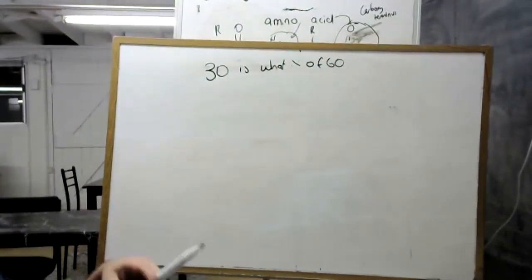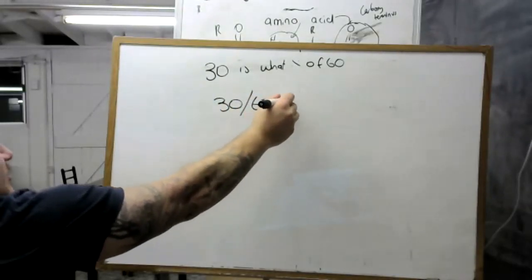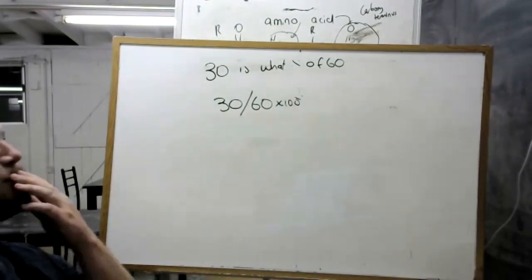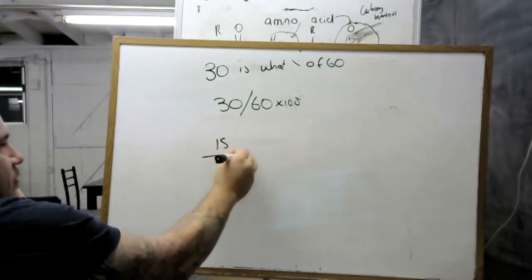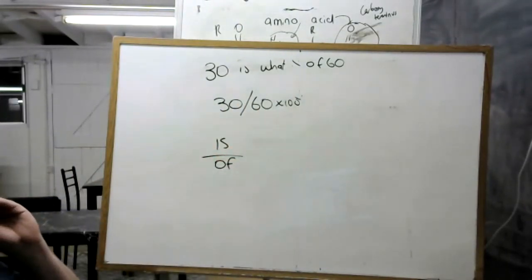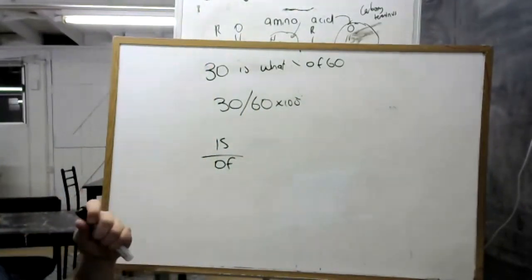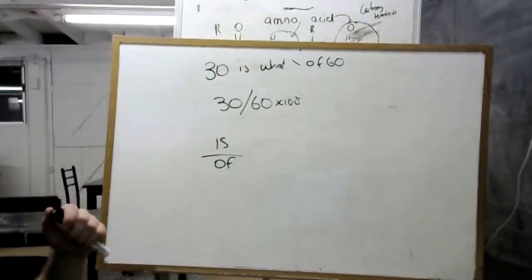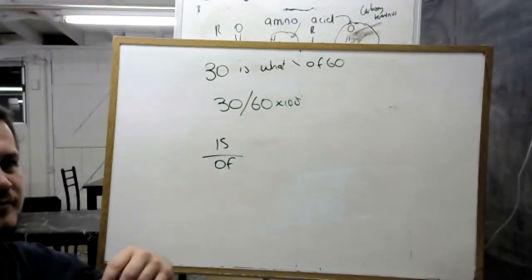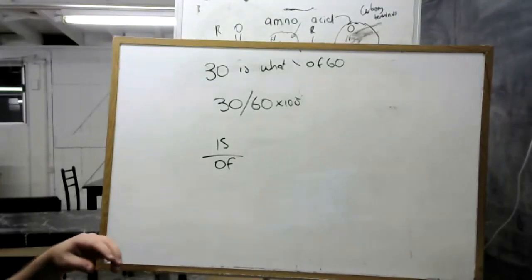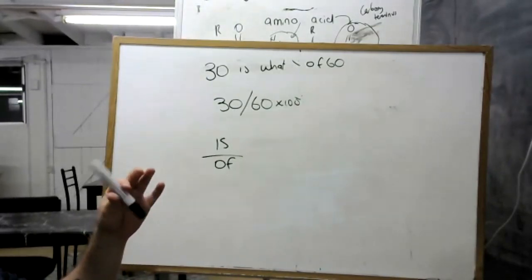Yeah. So how would you just do 30 divided by 60 times 100%? If the formula is over of. So 30 is what percentage of 60? That's the easy way to remember it. Is over of times by 100%. What else is there with this?